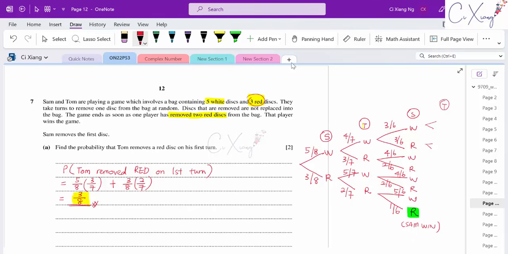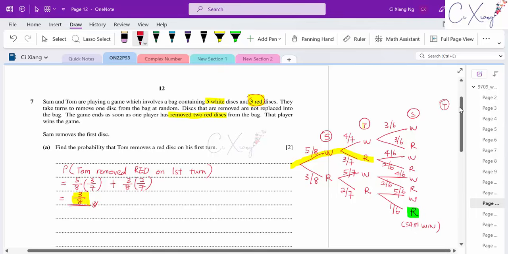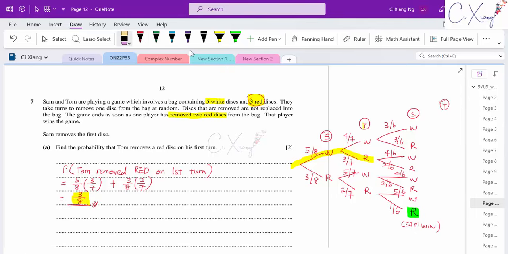Okay, so to make sure that Tom gets the 2 red discs, it needs to continue where the first disc that Tom removes is also red, so that on the second turn, where Tom gets the red disc, only then he will win the game. Okay, understand what I said now? So that means maybe I need to further list out, without writing out the probability, but I just show the result.